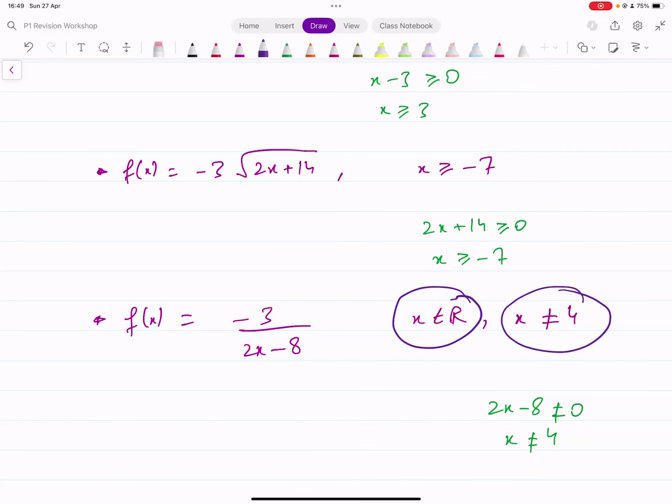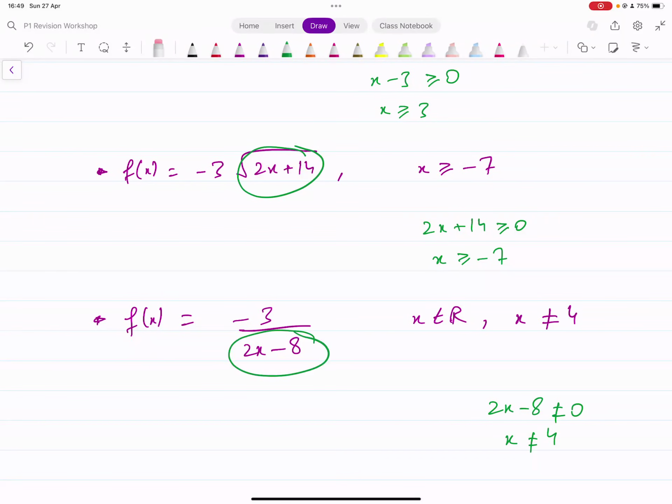So for reciprocal functions in which you have x in the denominator, the denominator's value cannot be equal to 0. So whatever is the corresponding value of x that you get from that, that value is not allowed. Now, these are just two restrictions that you need to know for the domain: inside the square root, you want something greater than or equal to 0, and in the denominator, you want something that is not equal to 0.